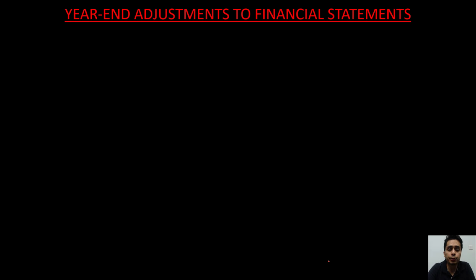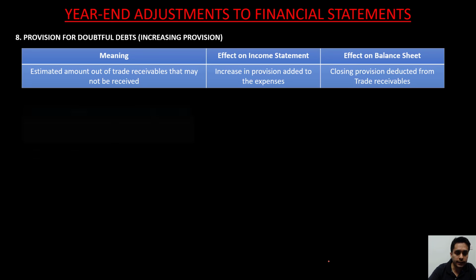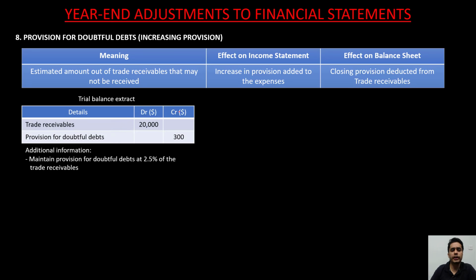Now this was about creating new provision. What if there is existing provision in the trial balance and we have to increase the provision? So let's see. Now if you see, the trade receivables is showing at 20,000. Provision for doubtful debts is existing at 300. This is brought forward from previous year. They tell you to maintain the provision for doubtful debts at 2.5% of the trade receivables, right?